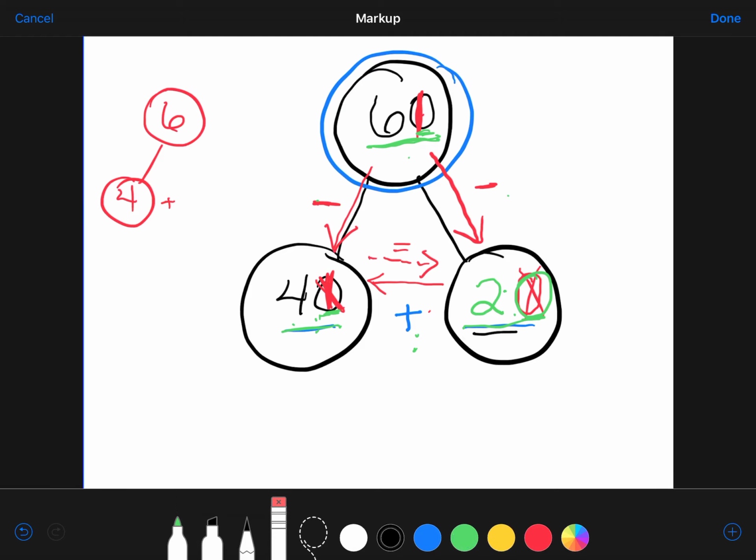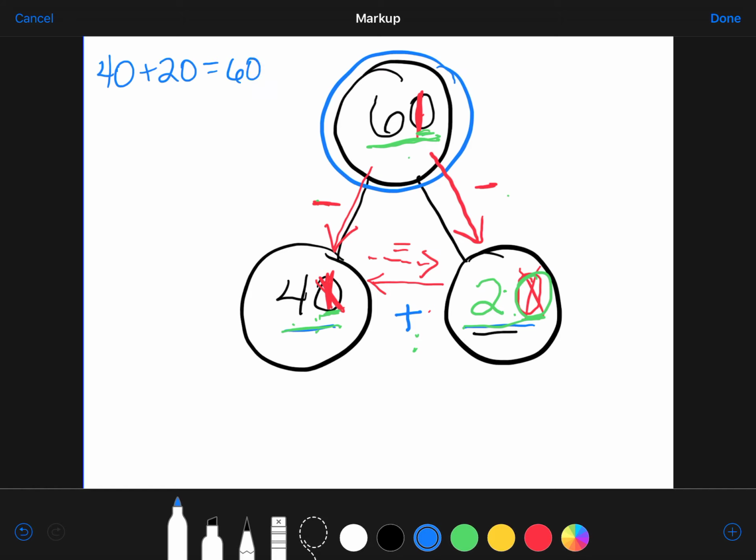Let's see here. Let me erase these. I can write 4 problems for every single fact family. So I'm going to say 40 plus 20 equals 60. That's those same 3 numbers. I'm going to switch these two. 20 plus 40 equals 60. Now I'm going to start with the top one.